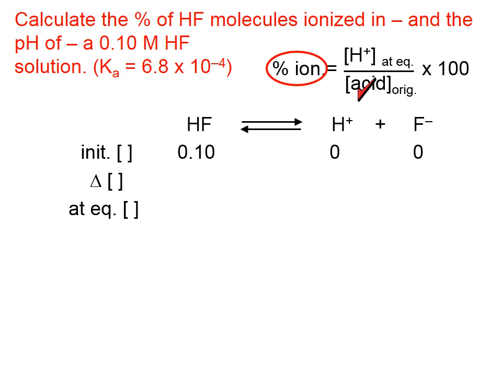The initial concentrations of these substances are shown here, 0.1 molar for the HF. We're going to assume initially that the H+ and the F- ion concentrations are 0. Of course, some amount of the HF will ionize, which will produce, on the right side, some amount of H+ and some amount of F-. Therefore, at equilibrium, we have these values, 0.1 minus x, and x and x. And that term right there, that x, is the H+ ion concentration at equilibrium.